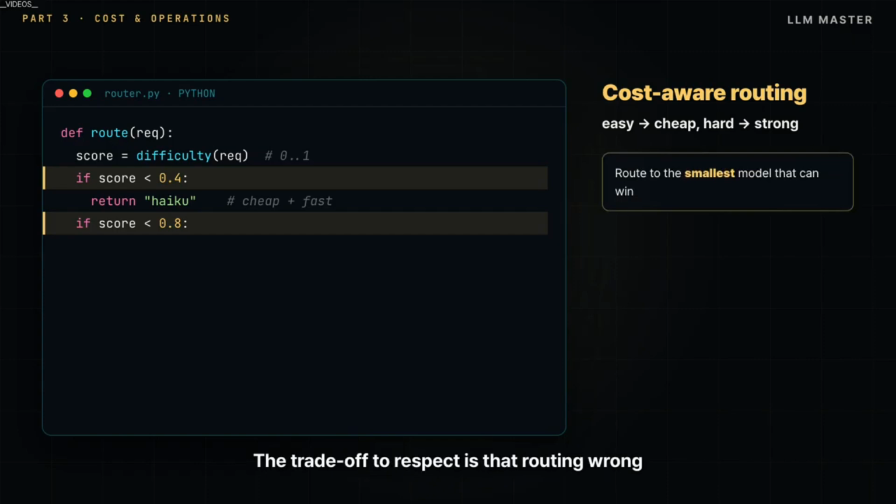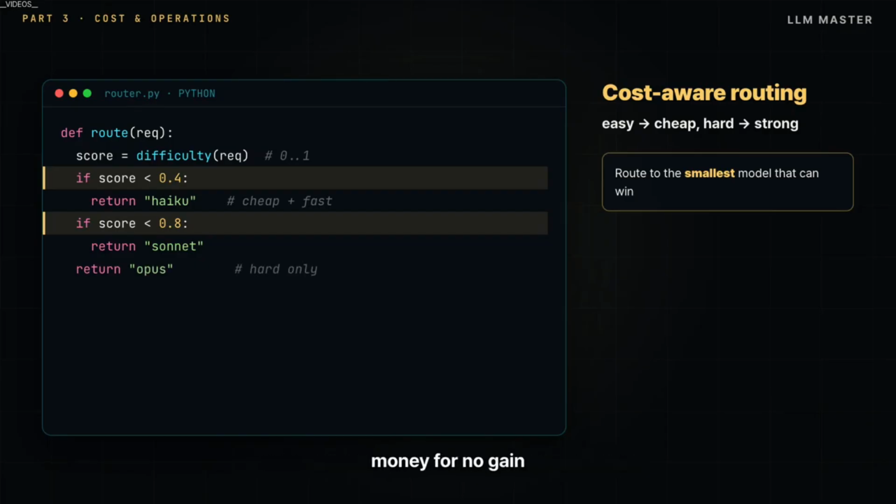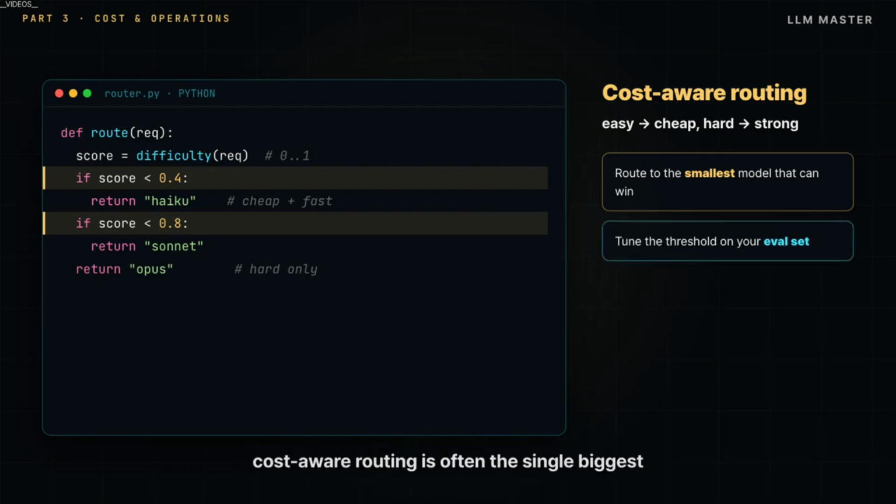The trade-off to respect is that routing wrong is expensive in both directions. A hard query sent to the weak model gives a bad answer, and an easy query sent to the flagship burns money for no gain. So you tune the threshold against your own eval set and watch the 2 error rates. Done well, cost-aware routing is often the single biggest lever on your bill without touching quality.